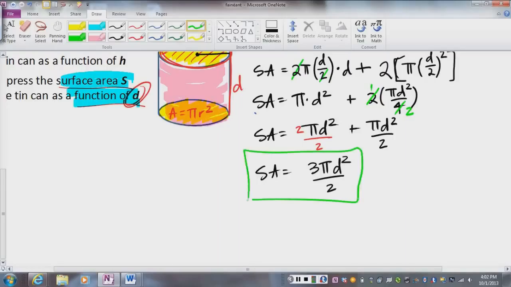And there we go. I do want to point out one thing. Pi is a constant, pi is not a variable. All of this is based on the input. My surface area is a function of this input value for D. And that's going to wrap this video up. Thank you so much.